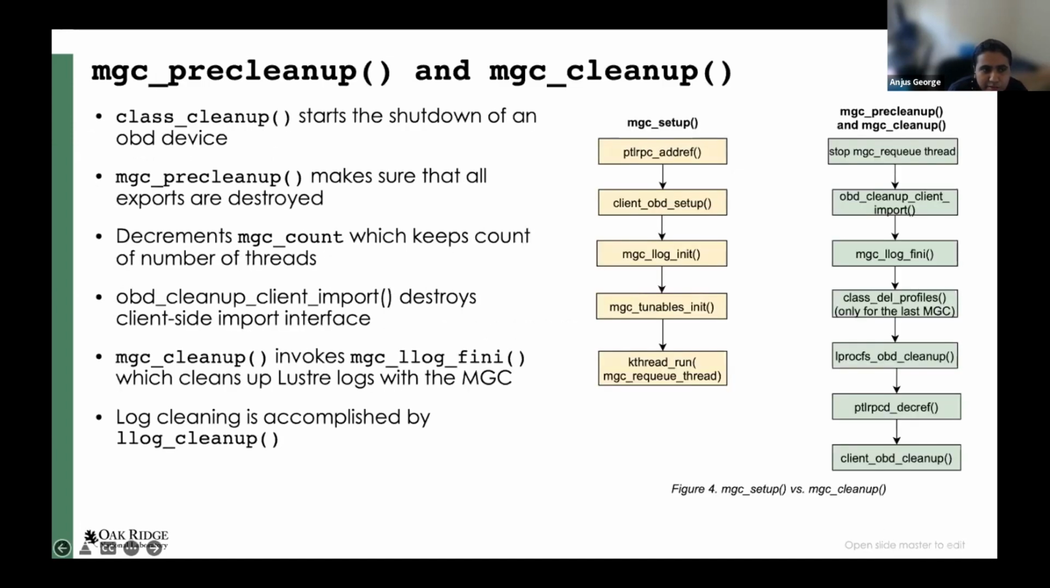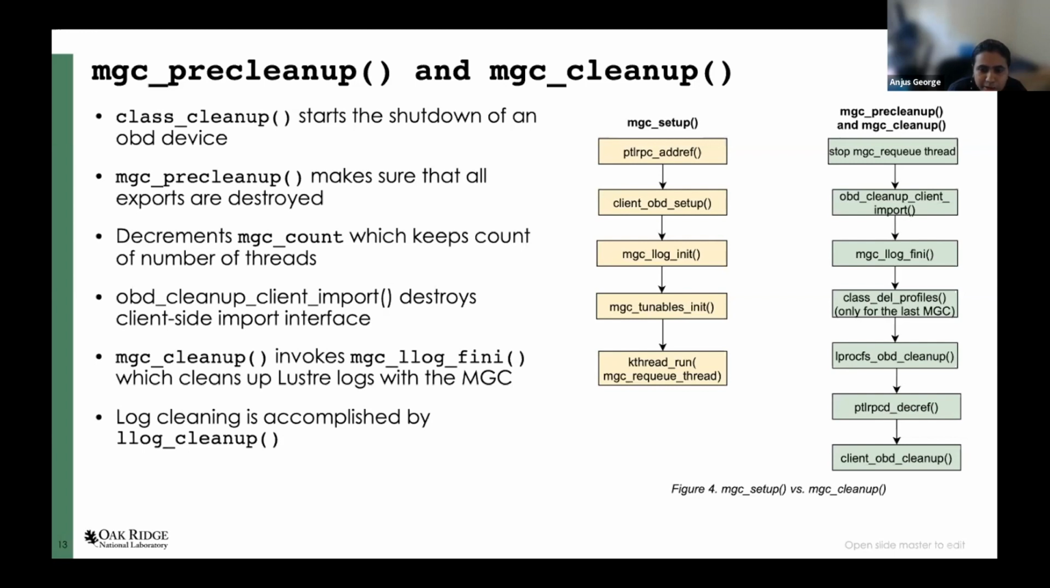So next, we will look at the MGC pre-cleanup and MGC cleanup functions. Cleanup functions are important in Lustre in case of file system unmounting or any unexpected errors during the file system setup. The class cleanup routine starts the process of shutting down an OBD device. This involves MGC pre-cleanup, which makes sure that all the exports are destroyed before shutting down the OBD device.